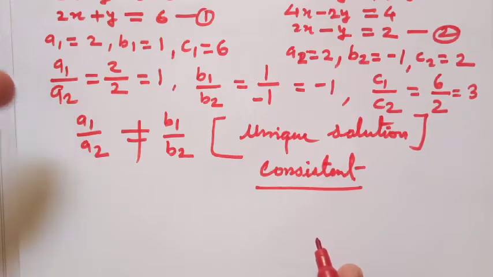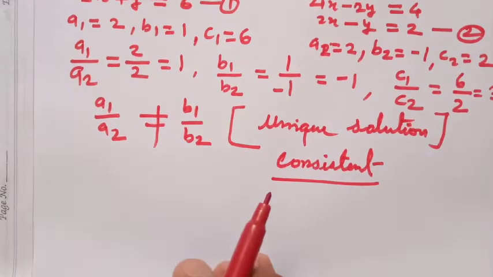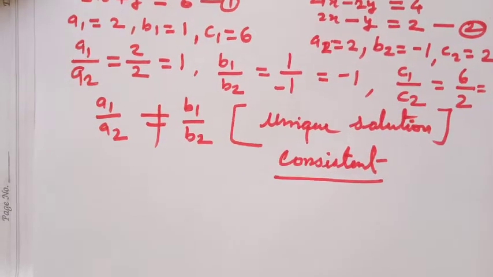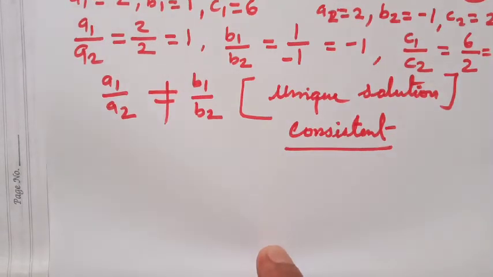And in this pair of linear equations, one solution is sure, because a1 upon a2 is not equal to b1 upon b2. It's clear by comparing the ratio of the coefficients of the variables. Okay, now the method. Graphically, we should get the solution of the linear pair using the graphical method, and for that we should get the coordinates of x and y for each linear equation.